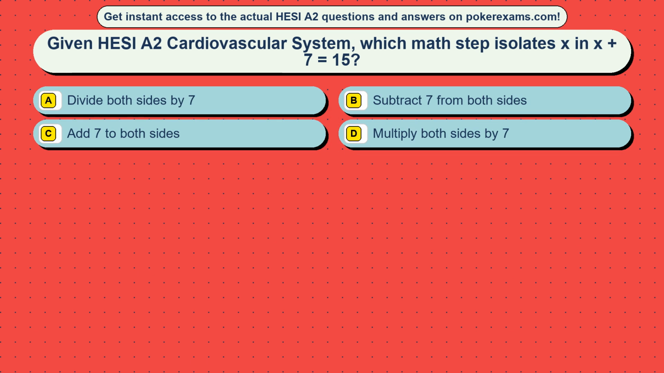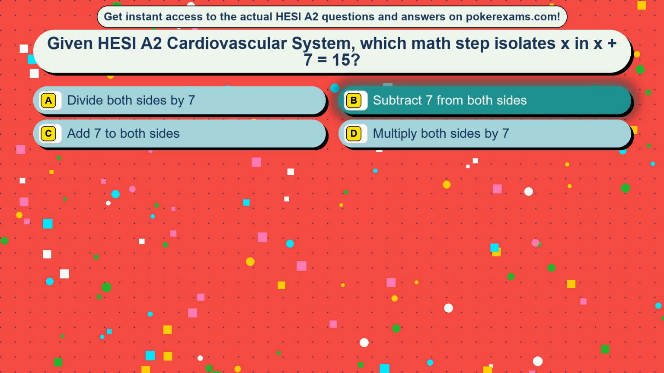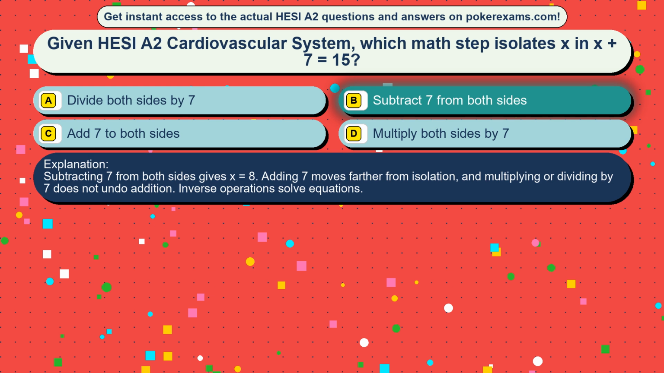Question 8. Given HESI A2 cardiovascular system, which math step isolates x in x + 7 = 15? Option A, divide both sides by 7. Option B, subtract 7 from both sides. Option C, add 7 to both sides. Option D, multiply both sides by 7. The correct answer is option B, subtract 7 from both sides. Subtracting 7 from both sides gives x = 8. Adding 7 moves farther from isolation, and multiplying or dividing by 7 does not undo addition. Inverse operations solve equations.